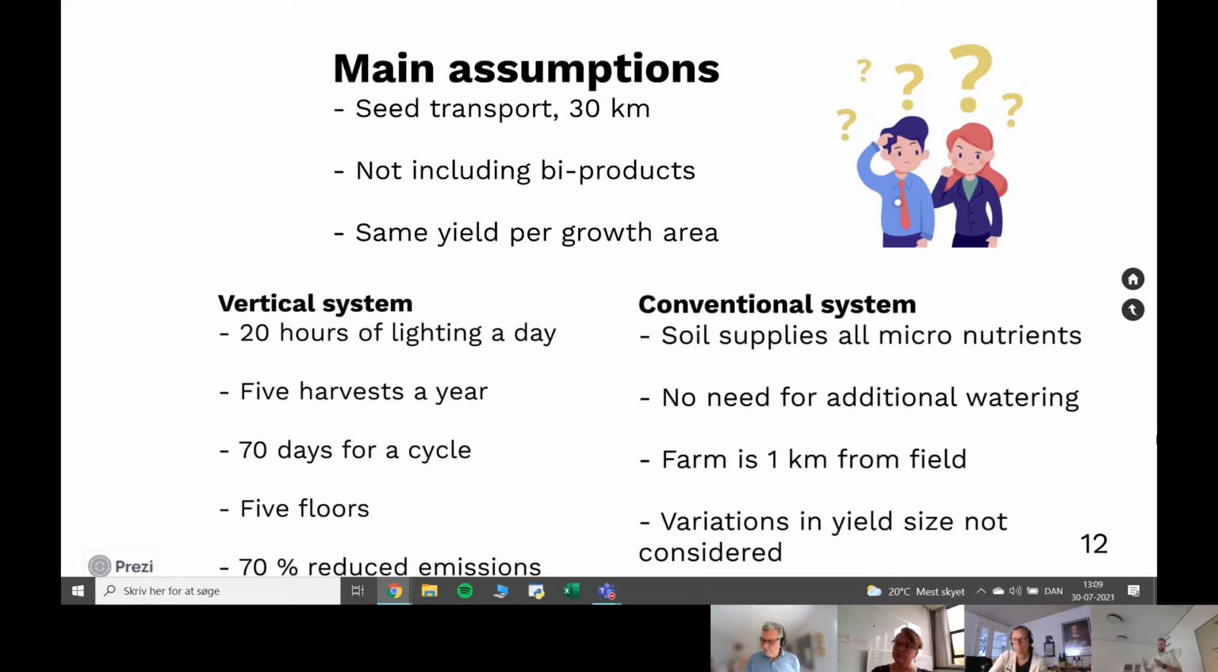It's in Denmark, it's in one season, but the variety in yield size may vary from place to place in Denmark, depending on the soil quality, depending on the rainfall, the drought, and so forth. This is not reflected. This is the average yield size.